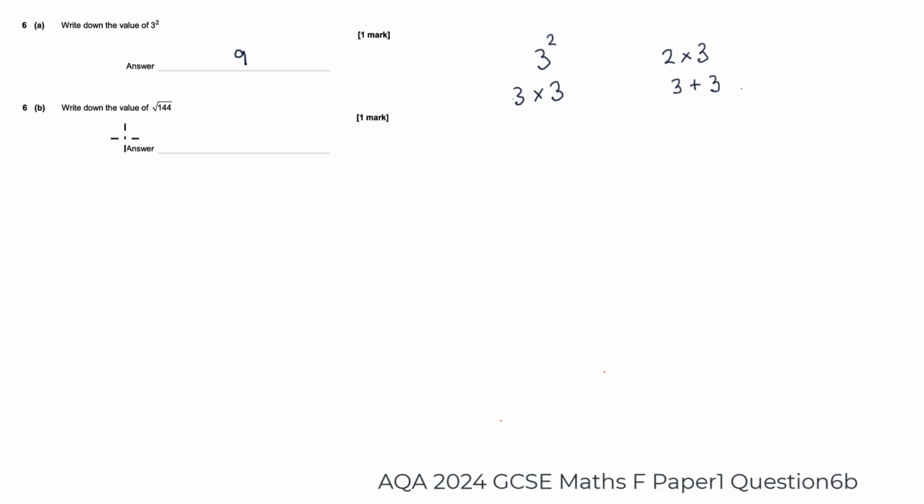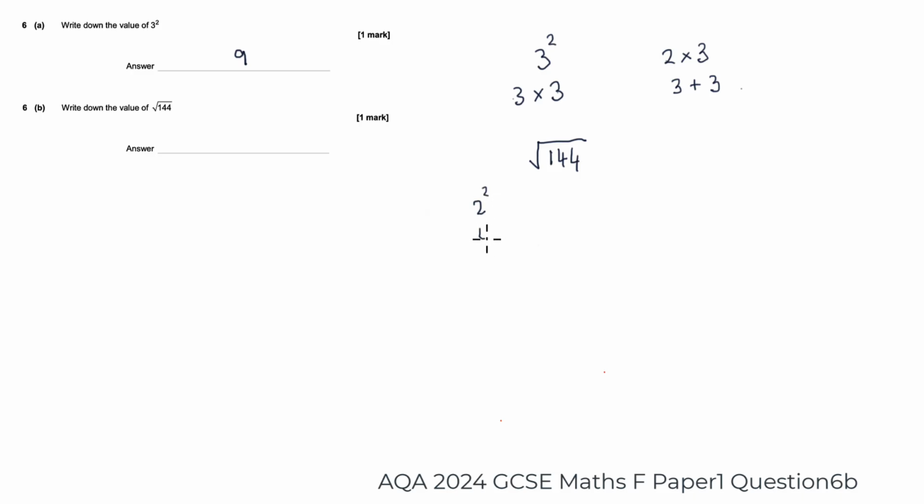Part B, write down the value of, now that sign there means the square root of, and if you like, it's the opposite of what we did up here. We're trying to find 2 numbers multiplied together that give us 144. Now, you know the square numbers. We can figure some of these out.